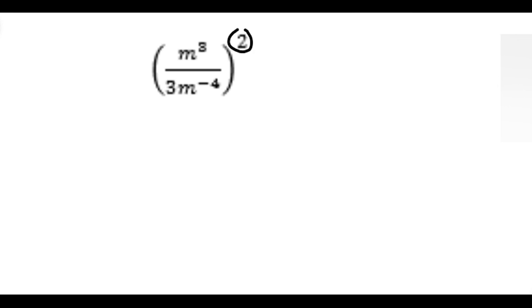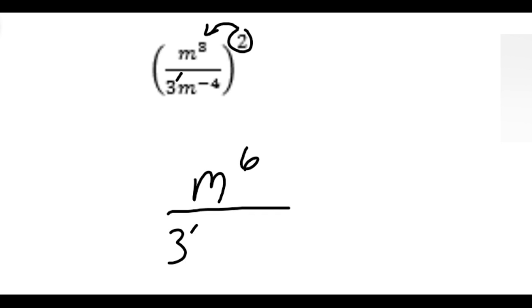this next one, that's where we want to take this squared and we want to multiply by every one of my exponents I have in there. And remember that 3 down there, that's 3 to the first power. So I've got m to the third squared, so that's m to the sixth. Again, power of a power, we multiply. Okay, 3 to the first squared would be 3 squared. And then m negative 4 times 2 would be negative 8.